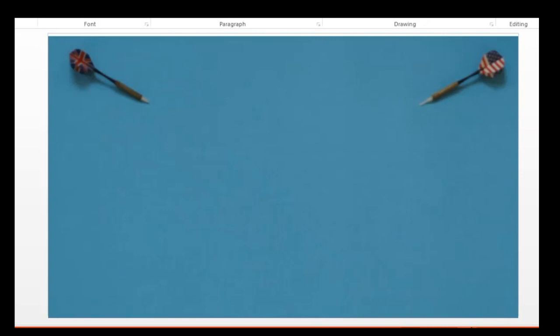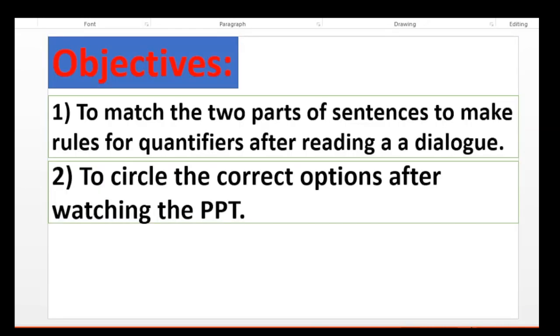Okay, now my students, what are the objectives of our lesson today? Our objectives of our lesson today are to match two parts of sentences to make rules for quantifiers after reading a dialogue. The second one is to circle the correct options after watching the PowerPoint presentation.